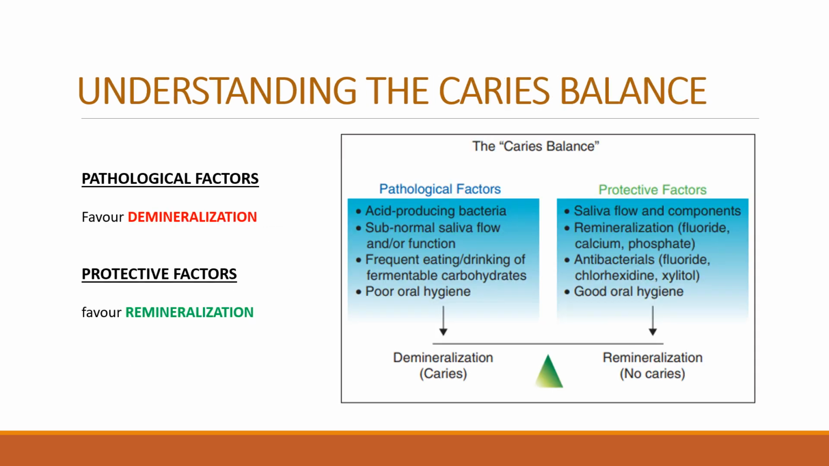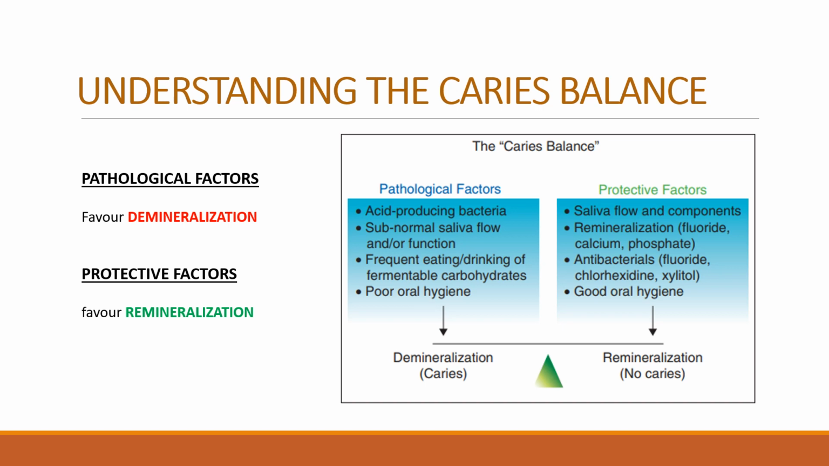Now, coming to the caries balance, as we discussed earlier, to understand the demineralization-remineralization cycle, we need to understand pathological factors and protective factors. Pathological factors are the ones that favor demineralization. First, there are acid producing bacteria, which produce organic acids as byproducts that result in demineralization of the enamel structure.